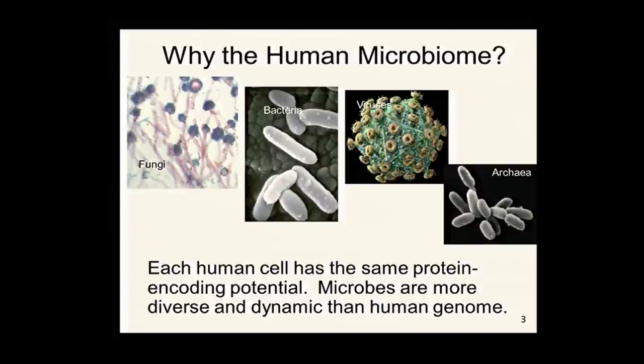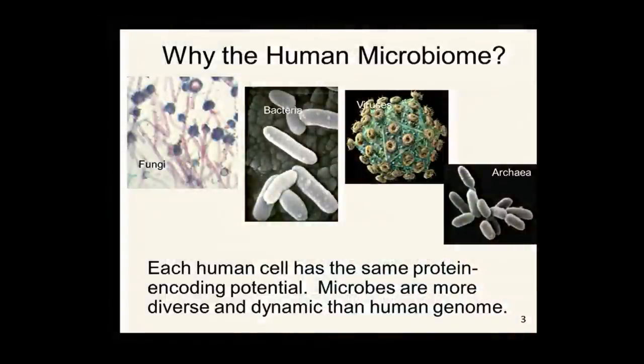If you think about it, what you've talked about is all this diversity among the human genomes, but really every human cell, with the exception of somatic rearrangements and some somatic alterations, has the same protein-encoding potential of transcriptional editing and so on, about these 25,000 human genes. Whereas the microbes are really diverse and dynamic, and if you have 1,000 microbes living on your skin in a square centimeter, they could all have quite different genomes and genome encoding potential.